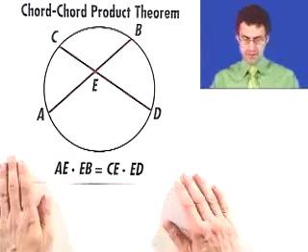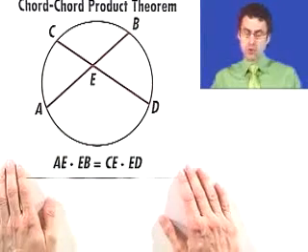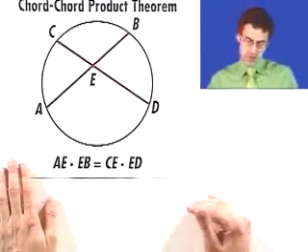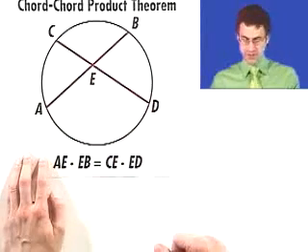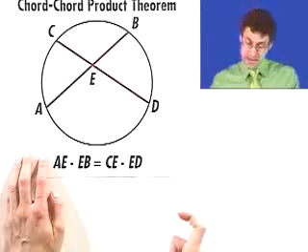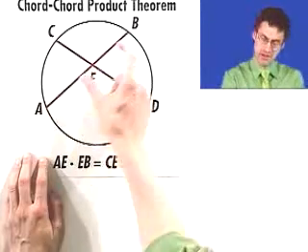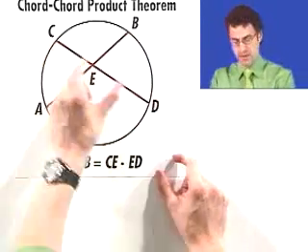The first one comes under the heading of the chord-chord product theorem, which basically says if we have two chords that intersect somewhere inside the circle, then we notice that we have four segments: this line segment, this line segment, this line segment, and this line segment.